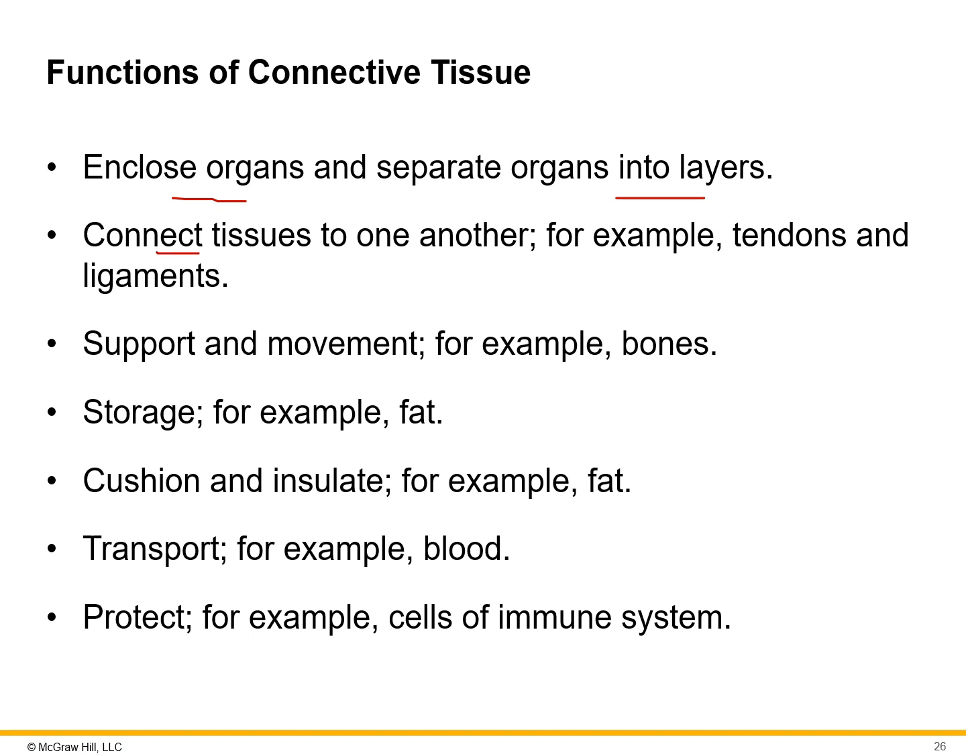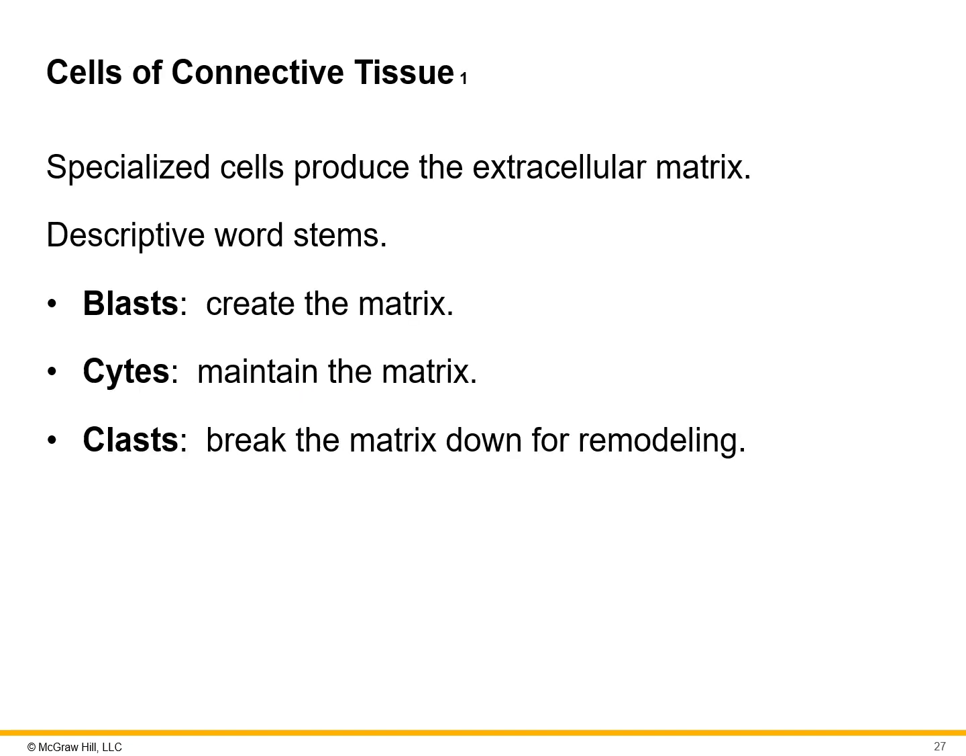So it connects one to the other, like a tendon or a ligament attaches muscle to bone. It provides support in movement, and can be used to store things like our fat tissue. Fat can also be used to cushion and insulate. Connective tissue also transports nutrients, like our blood, as well as providing protection, like our immune cells that protect us against invaders.